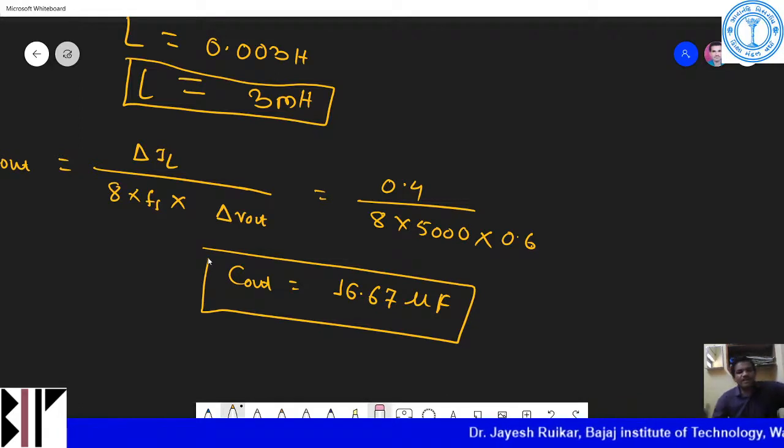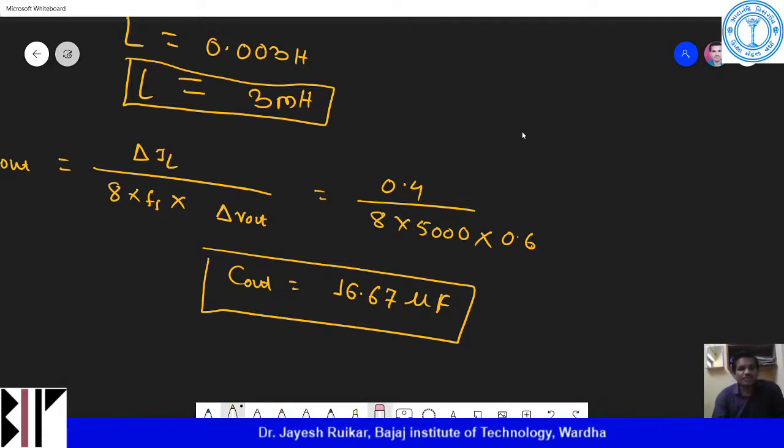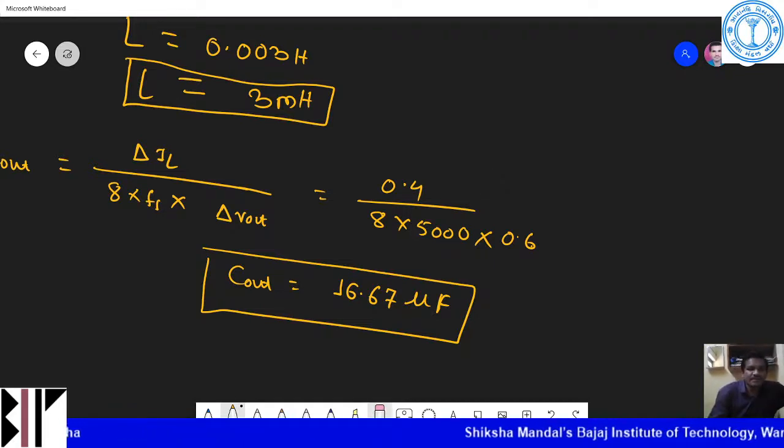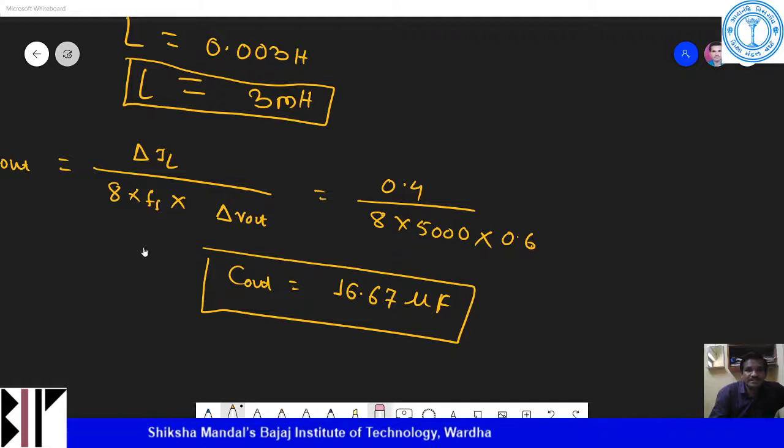So this is the output capacitance for your desired overshoot. Now everything we know, in order to design your buck converter.